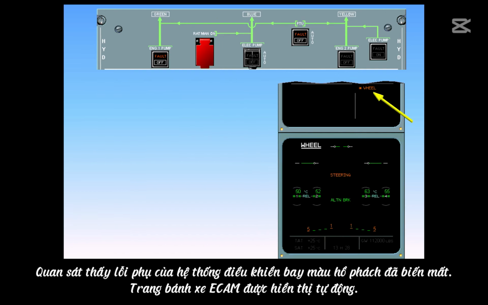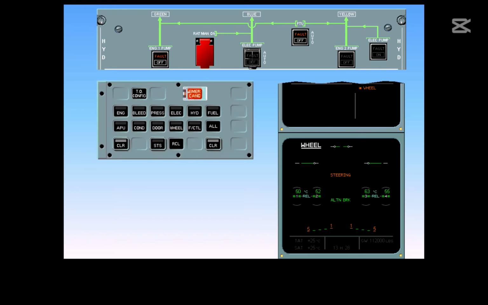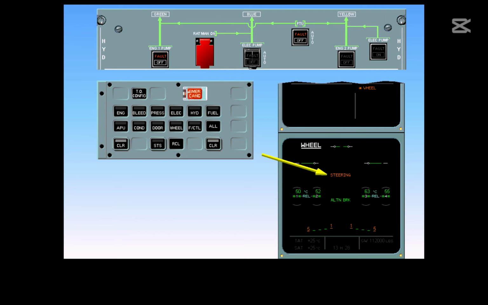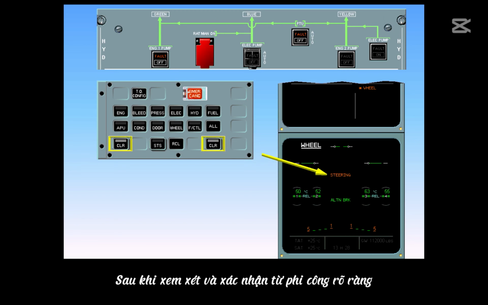Observe that the amber flight control secondary failure has disappeared. The ECAM wheel page is displayed automatically. Nose wheel steering is inoperative due to the failure of the green hydraulic system. After review and confirmation from the pilot flying, clear wheel.